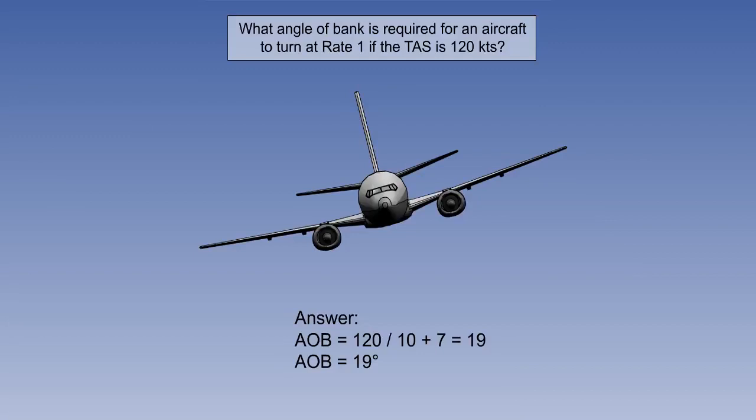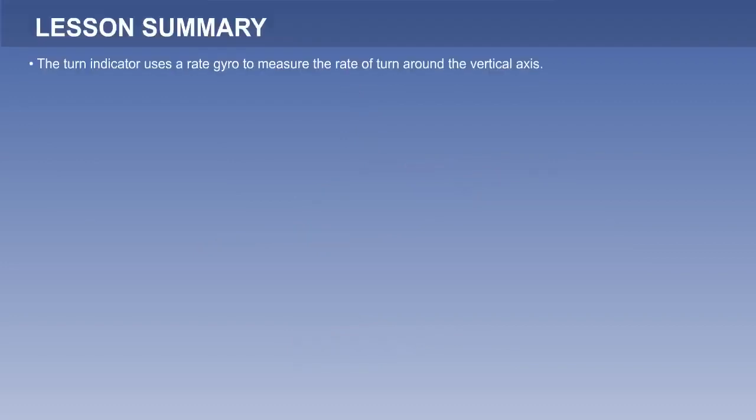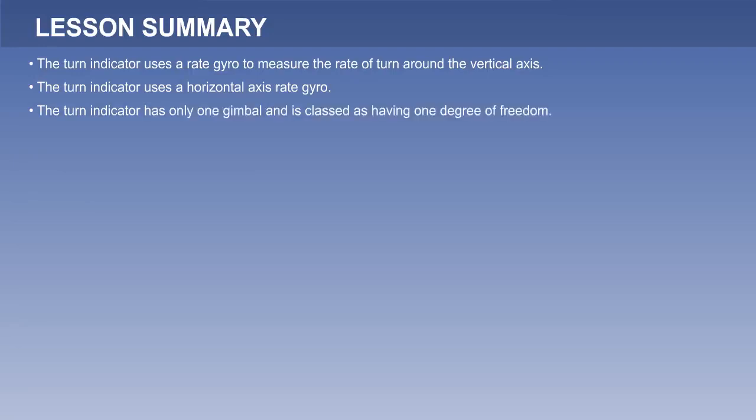A brief summary of the main points of the lesson follows. The turn indicator uses a rate gyro to measure the rate of turn around the vertical axis. The turn indicator uses a horizontal axis rate gyro. The turn indicator has only one gimbal and is classed as having 1 degree of freedom. The slip indicator gives a direct indication of the state of balance of the turn.